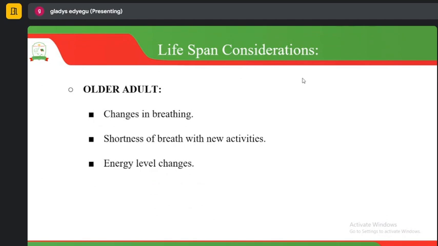Then also the energy level changes. Also you have to find out. They can tell you, I don't have enough strength to do this and this kind of activity. I feel I'm getting weak and so forth. So in case they come to you in that way, then you can be able to gauge and get more information about the explanations and the complaints that they have given and presented to you.